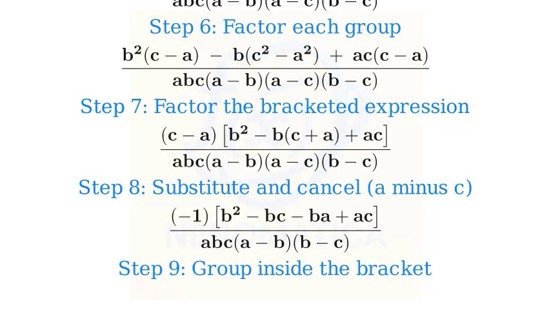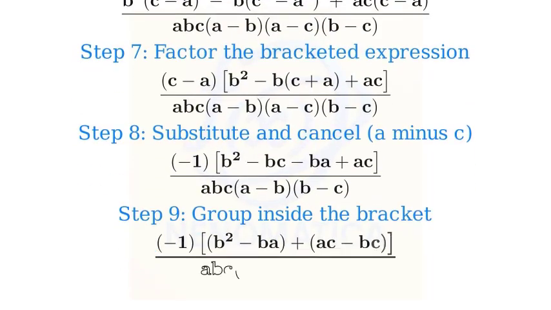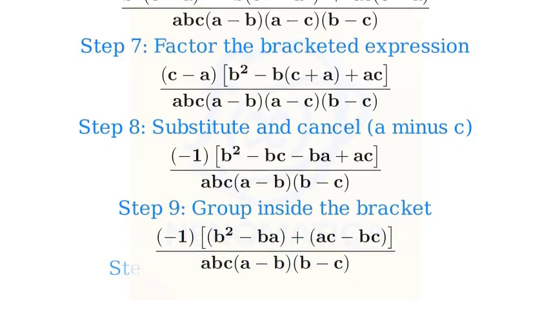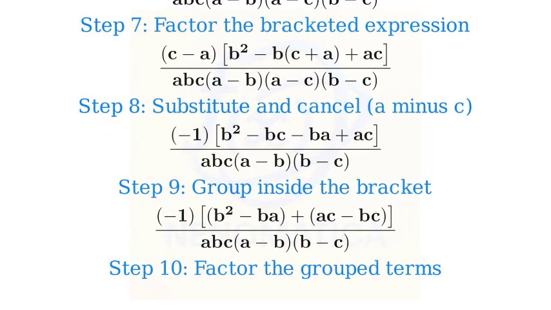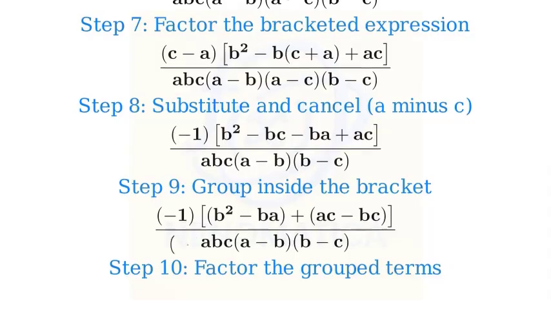Step 12. Cancel b minus c. And use b minus a equals negative of a minus b. The two negatives multiply to a positive, leaving 1 over abc.